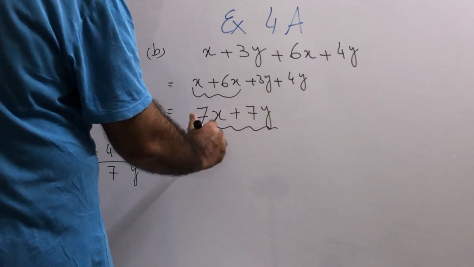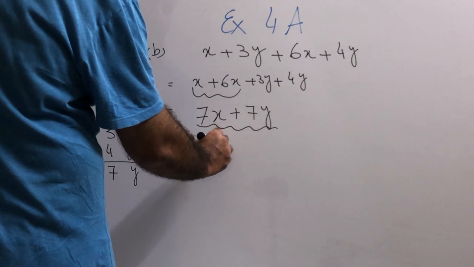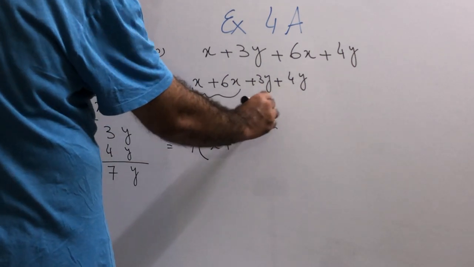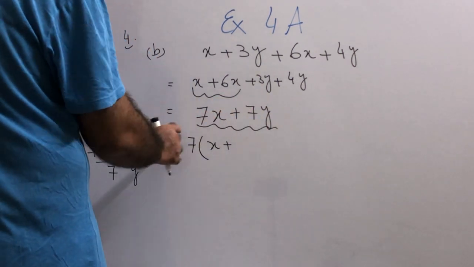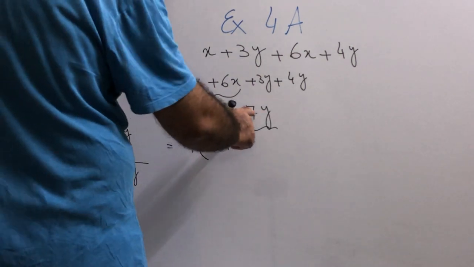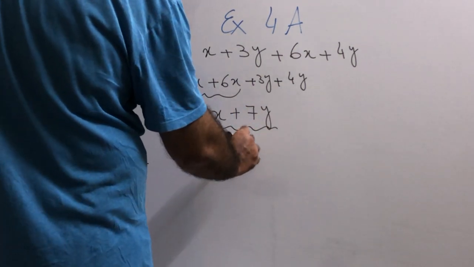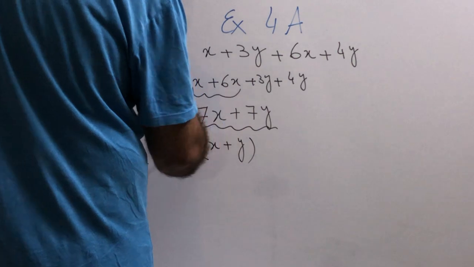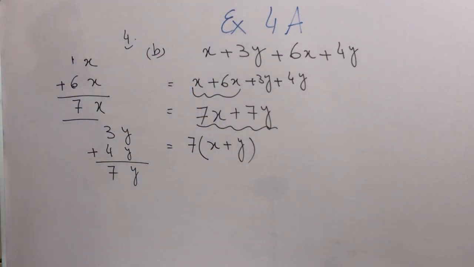We will divide this whole expression with 7. 7x divided by 7, 1x means x, plus 7y divided by 7, 7 will cut off with 7, we will get 1, 1y means y. We don't put 1 before x and y. So 7 into x plus y is the answer for this expression.